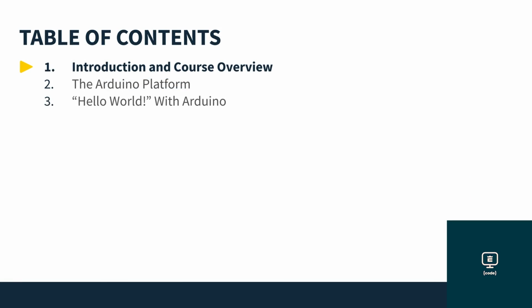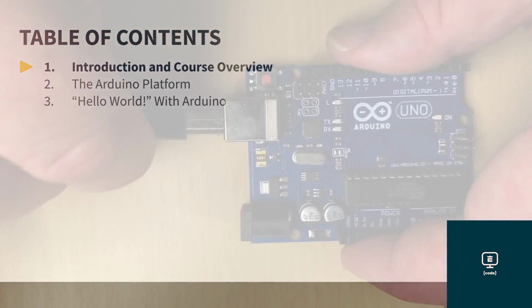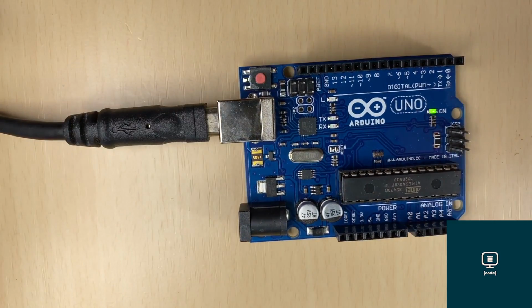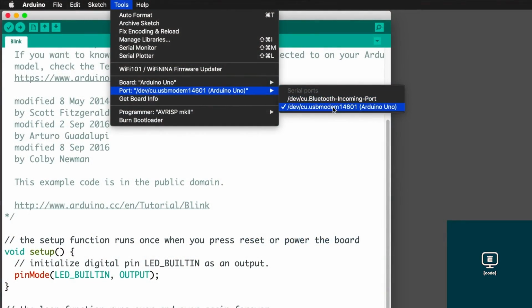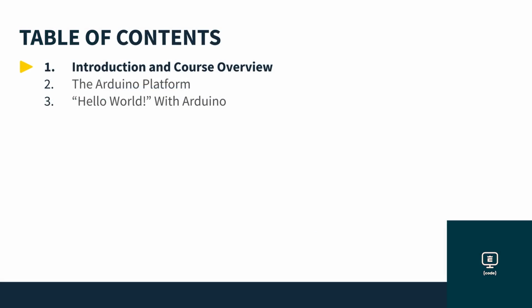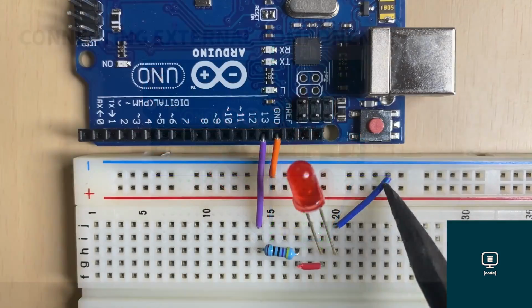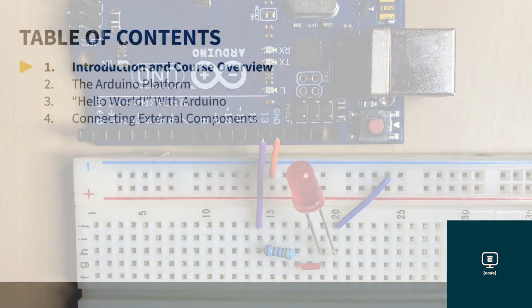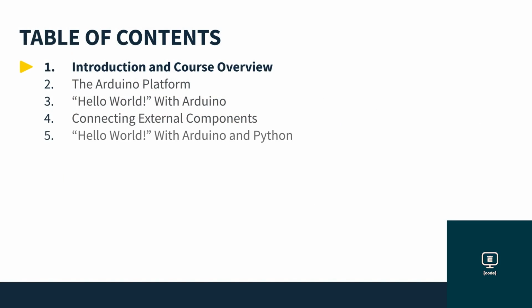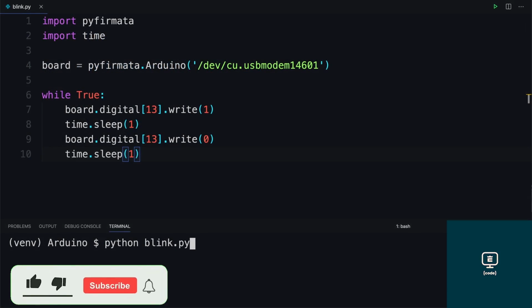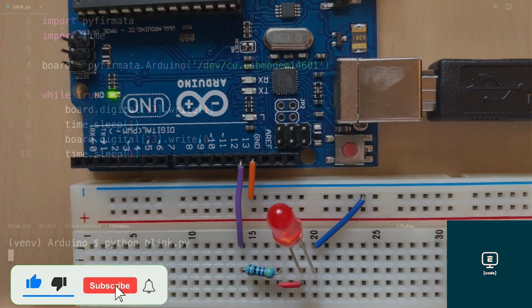Then you'll dive right into setting up a Hello World program with Arduino and connecting it to your machine. Then you'll learn about connecting external components to the Arduino, where you'll practice using a breadboard. Then you'll remake that Hello World program using Python with the Arduino.